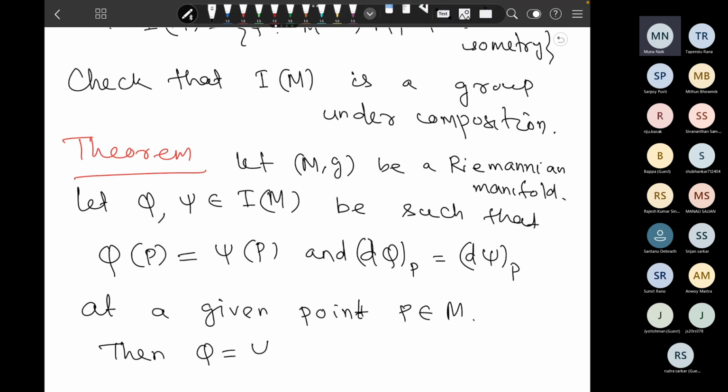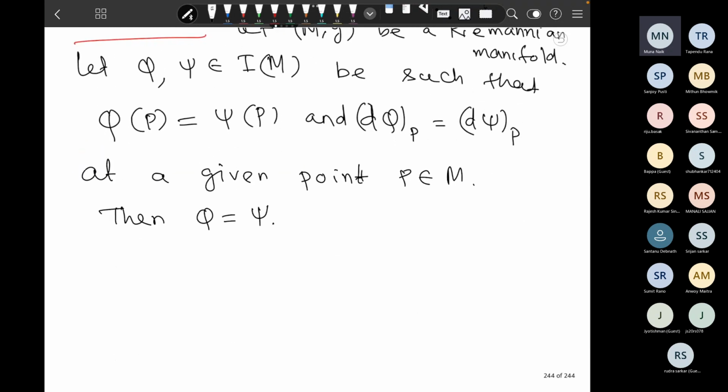So this is a very interesting theorem. It says that isometries are rigid, and to be precise, isometries are determined by their value at a given point and their differential at a given point. For the proof, you can see Helgason. I will leave this proof, see Helgason.